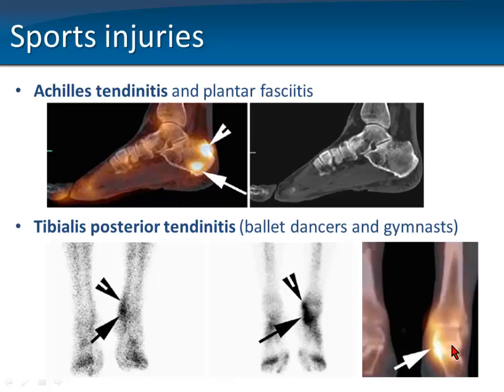But it's a pity that I didn't show you the axial slice, because on the transaxial slice you can now also really see the tendon and how it's thickened compared to the contralateral side. So that is important to look at the soft tissue of your SPECT-CT as well.